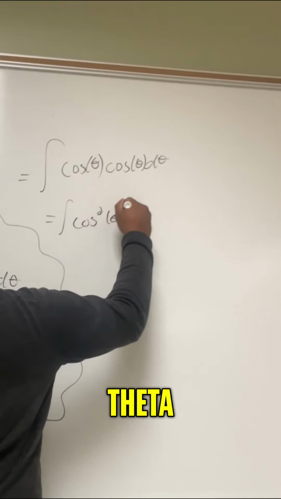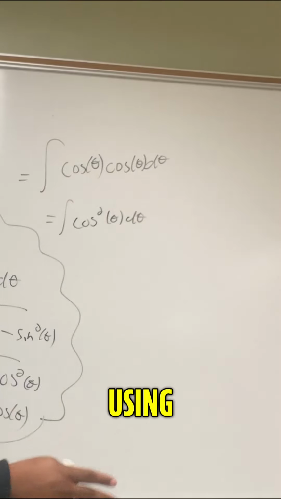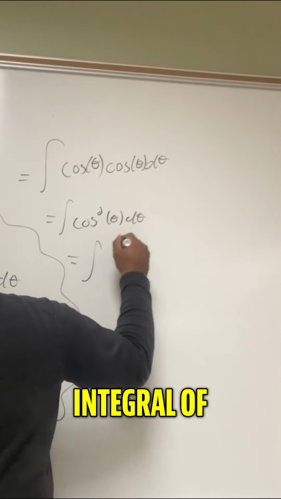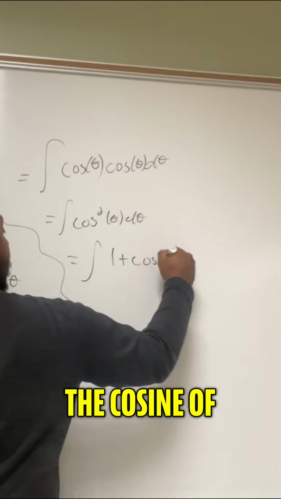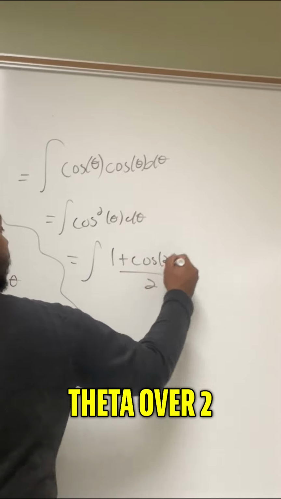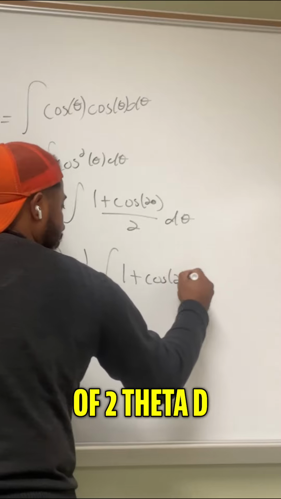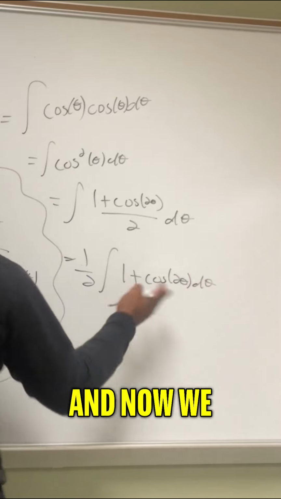Cosine squared of theta d theta. So how we integrate this is by using one of those double angle formulas, which says that this is the same as the integral of 1 plus the cosine of 2 theta over 2. So factoring out that half, we get 1 half times the integral of 1 plus the cosine of 2 theta d theta. And now we can integrate these separately, right?